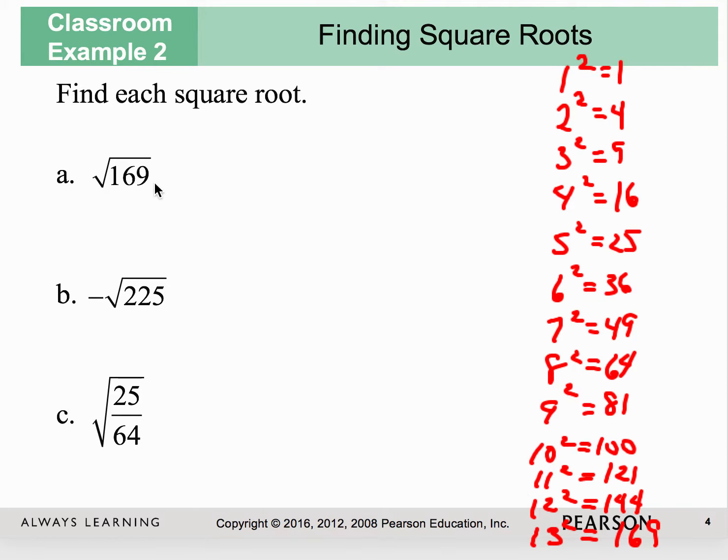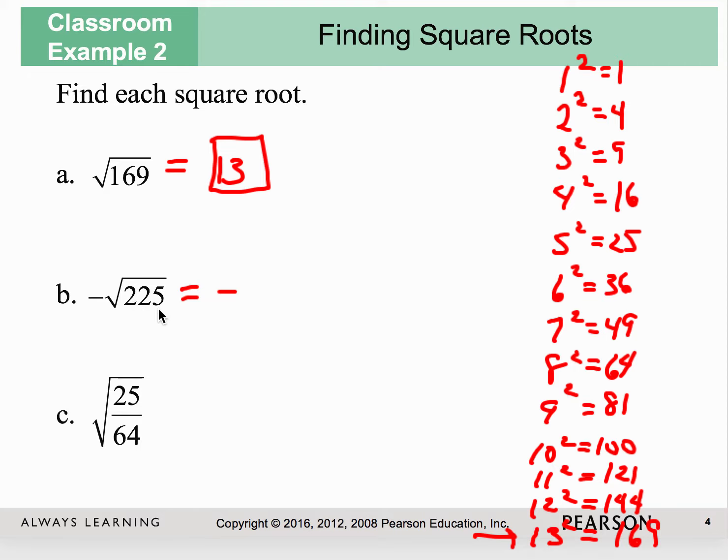So I need to recognize this number. Okay, the square root of 169, that's 13, because 13 squared is 169. Now remember, if the negative's outside my radical, my answer is just going to be negative. If it's inside the radical, we can't have it and stay in the real numbers. So notice 225 is not over here.